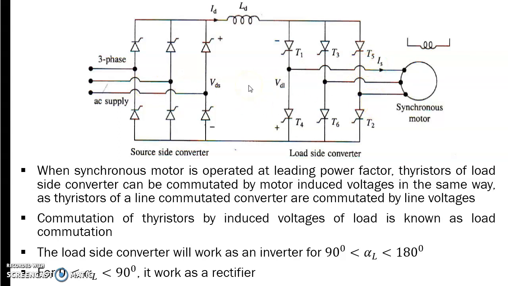Suppose you want generation or braking operation, you should change the power flow from the load to the source. For that particular case, for braking operation, the load side converter should act as a rectifier and the source side converter should act as an inverter. In that case, the firing angle of the load side converter is 0 to 90 and that of the source side converter is 90 to 180. Now the power is flowing from this side to this side. So both the motoring and generating actions take place depending upon the firing angle of these two converters, the source side converter and the load side converter.